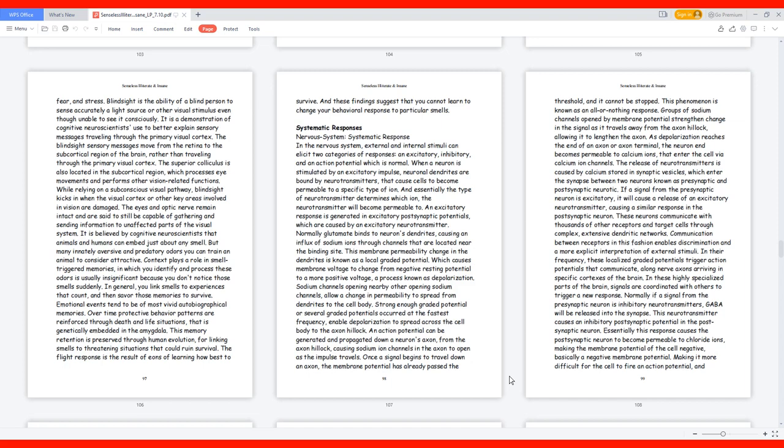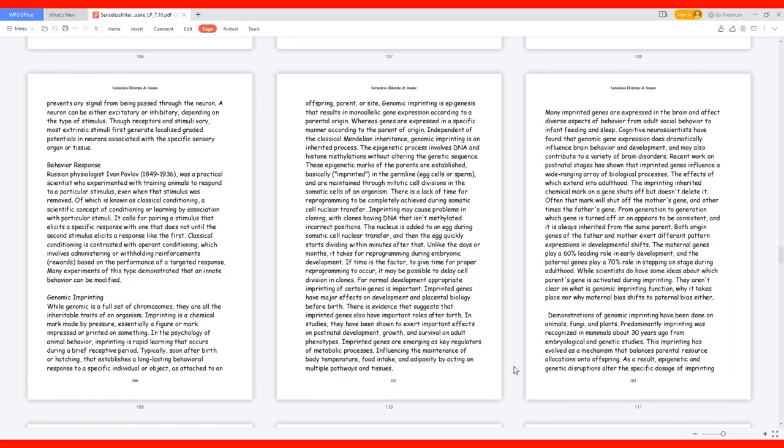Essentially, this response causes the postsynaptic neuron to become permeable to chloride ions, making the membrane potential of the cell more negative, making it more difficult for the cell to fire an action potential, and preventing any signal from being passed through the neuron. A neuron can be either excitatory or inhibitory, depending on the type of stimulus. Though receptors and stimuli vary, most extrinsic stimuli first generate localized graded potentials in neurons associated with the specific sensory organ or tissue.